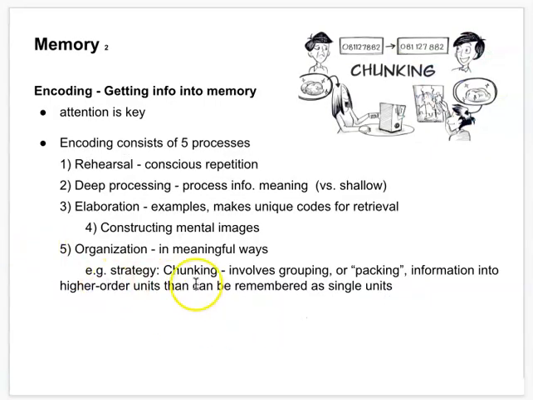Another strategy that they talk about in the text is chunking, dividing information into chunks of numbers. So here's the example up here for chunking. Instead of remembering these nine numbers in a row, you can break it up into chunks. And it's easier to remember 3 chunks than it is 9 individual pieces.